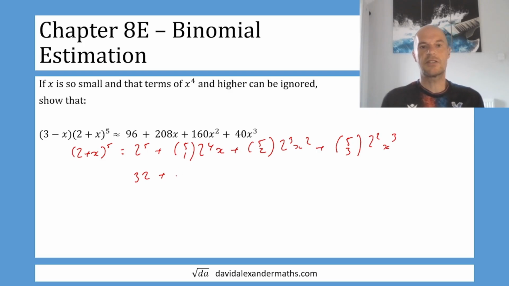So 32 plus 80x plus 5 choose 2 times 2 cubed, which is 80 again. So that's going to be 80x squared, and 5 choose 3 times 2 times 2 is plus 40x cubed. Okay, so I've done the binomial expansion on the 2 plus x to the power of 5.